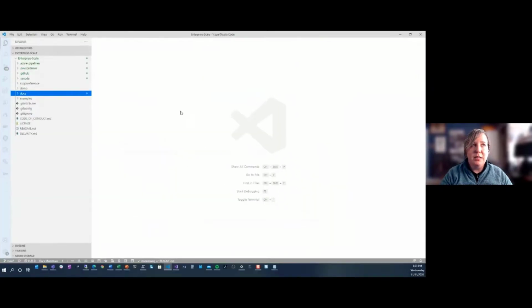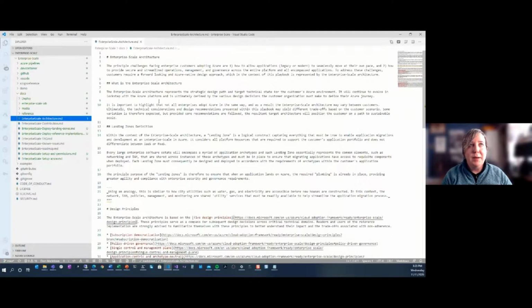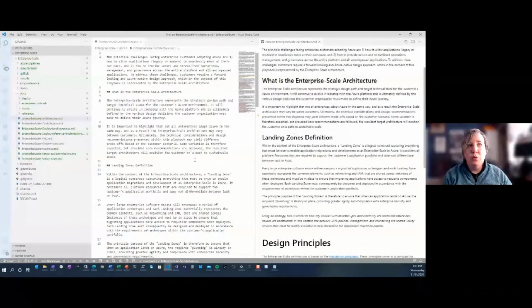So enterprise scale, all these different folders. The docs are pretty important. This is where everything shows up. This is where you get the capacity to adjust and change. And if you're not familiar with VS Code, you can always preview it as well. And this gives you a more readable format.